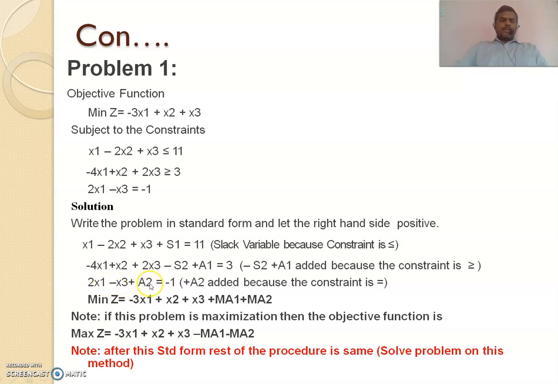2x1 minus x2 plus a2. It should be a plus sign. Why is it a2? Because a1 is already added in the second constraint equation. That's why it is a2. That is added in this constraint.